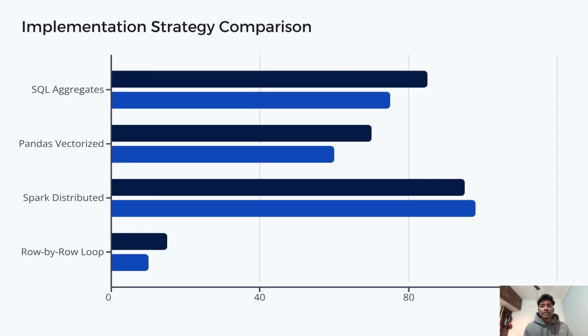This slide compares the performance of different strategies based on speed and scalability. Distributed systems perform best for massive datasets. SQL works extremely well for medium sized datasets. Python vectorized approaches are ideal for data scientists working locally. Choosing the right method depends on data size and available infrastructure.